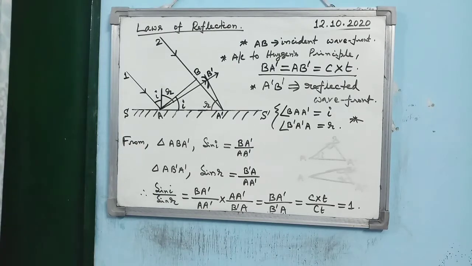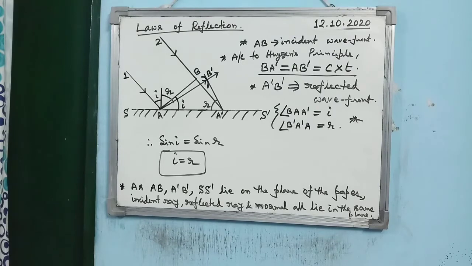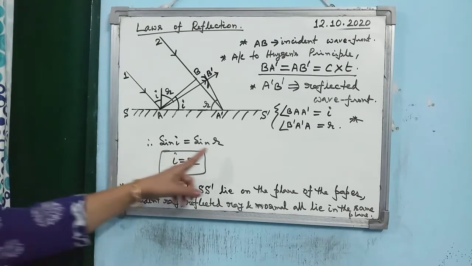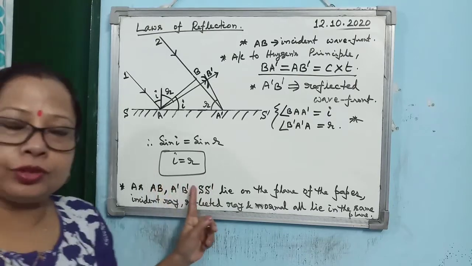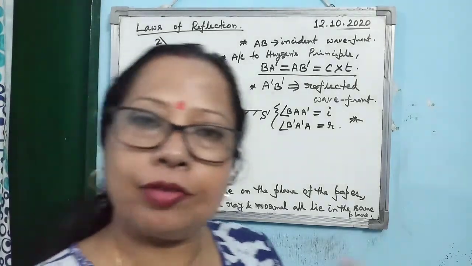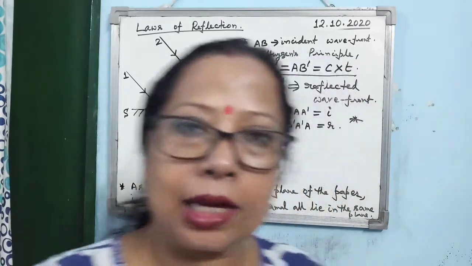So from this one what we have got, so you see as sin I is equal to sin R, so one can write I equal to R. So we have proved the second law of reflection. Second law of reflection is angle of incidence equal to angle of reflection.